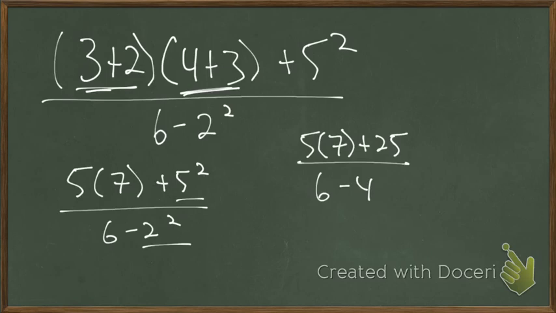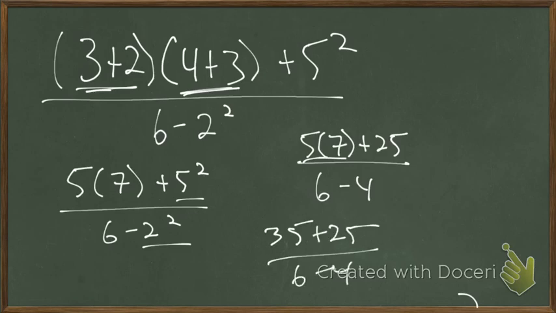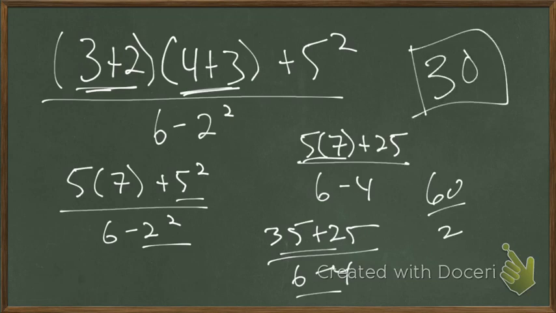Okay, what's next? I got some more stuff I got to do here. I've got to multiply. 5 times 7 is 35, plus 25 over 6 minus 4. Now I have grouping, right? I still have grouping here. Numerator, denominator. So numerator, denominator. I got 60 over 2 for a total of 30.